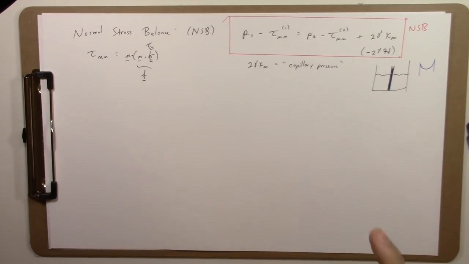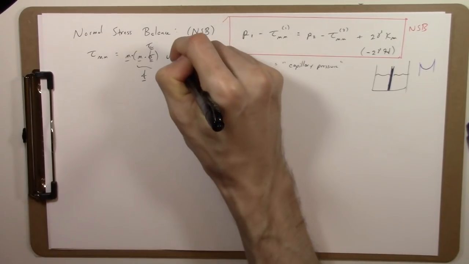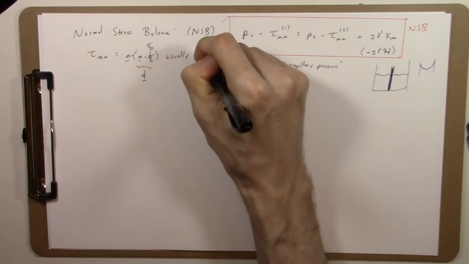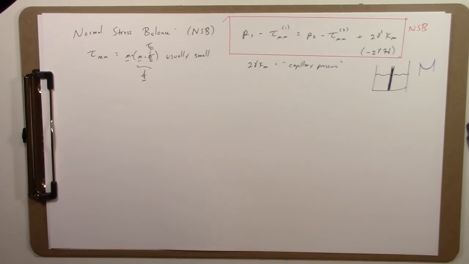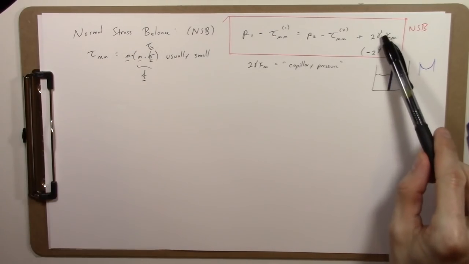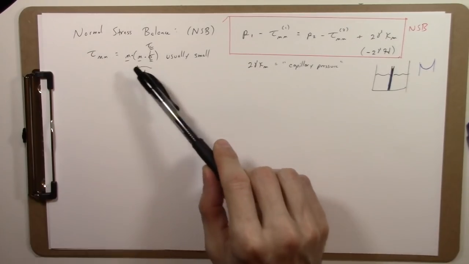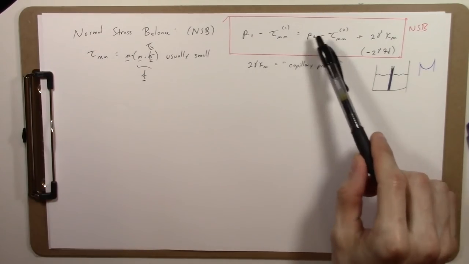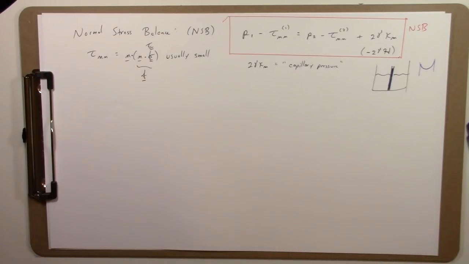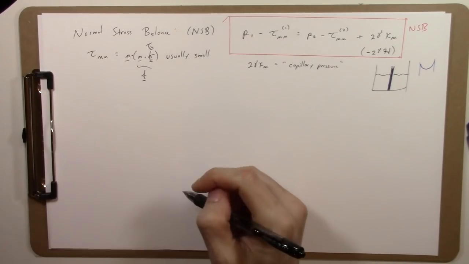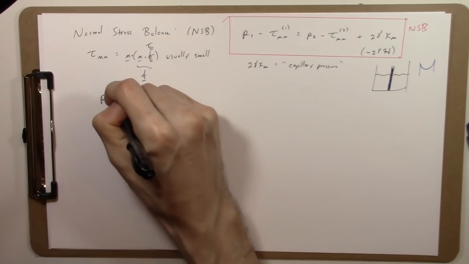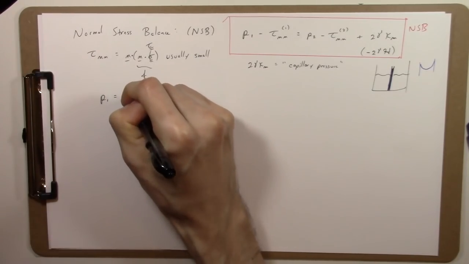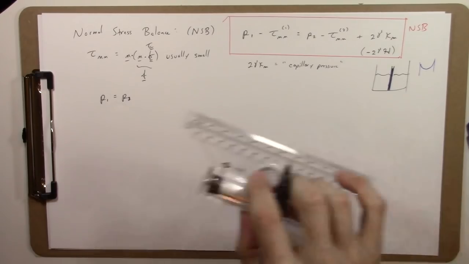Why do we break it up into pressure and tau instead of just using sigma? Well, the reason is that tau nn is usually small for the types of flows we're going to look at in this class. So in addition to neglecting the effects of surface curvature and interfacial tension, we can almost always neglect the effects of the normal component of the viscous stress. And so the simplified form of the normal stress balance that we'll use in this course is that at a fluid-fluid interface, the pressure is continuous across the interface.